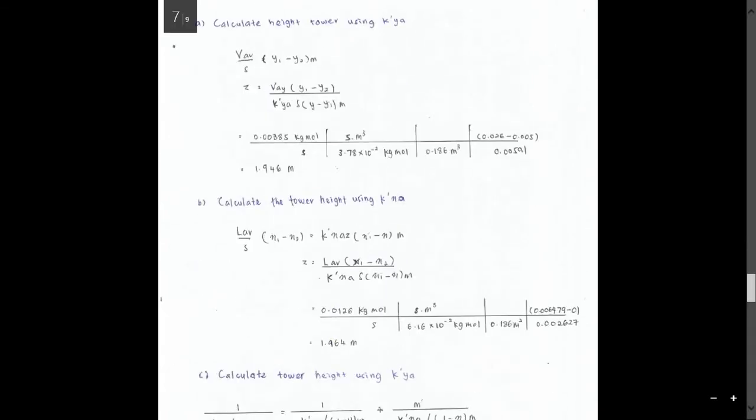So we have to standardize. We just divide by 3600 seconds, and then substitute into the equation, and you will get the value of z by using the single mass transfer coefficient in the gas phase, which is 1.946.